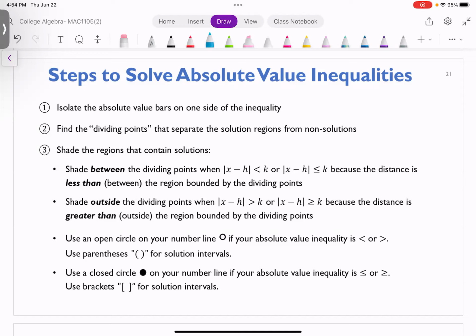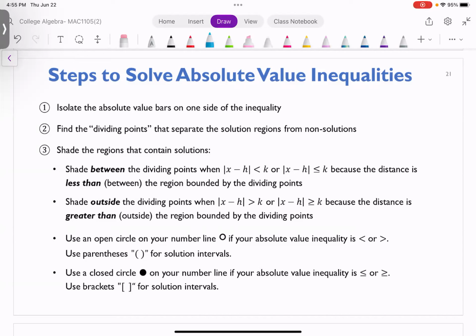Keep in mind, if my distance is less than some number k, then I'm going to be shading the region between my endpoints because I have a smaller distance than exactly k units. If my absolute value is greater than or greater than or equal to k, then I'm going to shade on the outside of my dividing points because I'm talking about my distance being further away than those points. And don't forget that shading a number line can be a really helpful tool in answering these questions.